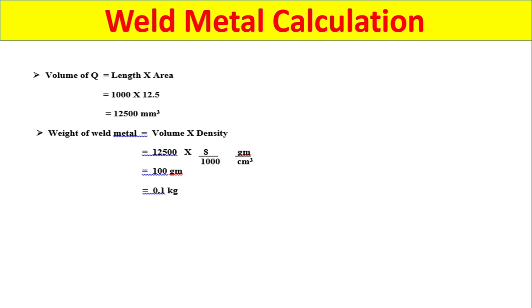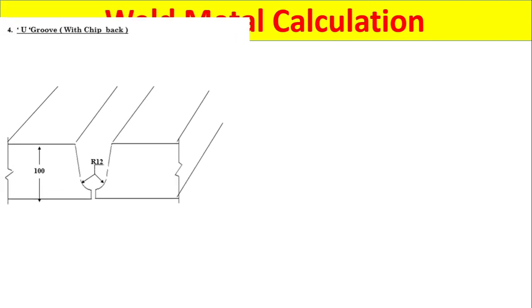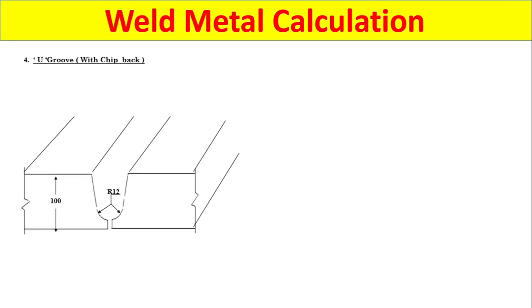Now the volume is 1000 into 12.5, it is 12500 mm3. Weight of the whole metal, you can see, is the volume into density, that is 0.1 kg. So this is single fillet, it was very easy.